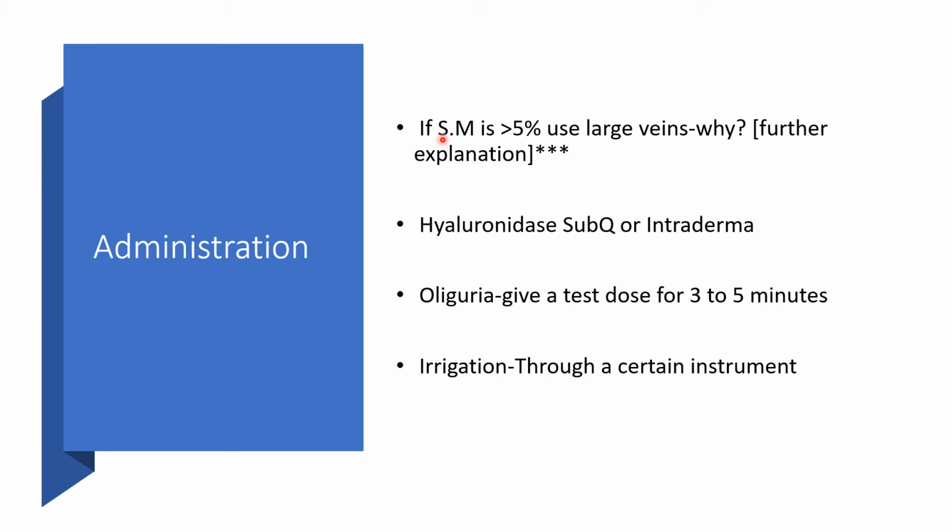If systemic Mannitol is greater than 5%, use large veins. And I've written the question here. You should ask me why. And I'll give further explanation right now. When the strength is greater than 5% and there is extravasation, Mannitol is a vesicant, meaning it can form blisters and is highly irritating. No human being will want that, right? So we do everything to prevent extravasation, because extravasation will be irritating and could lead to blisters.